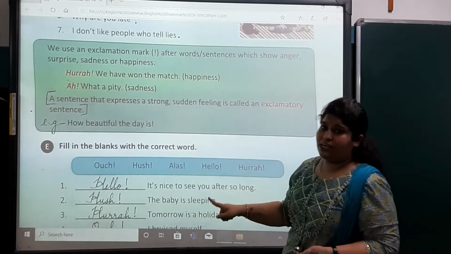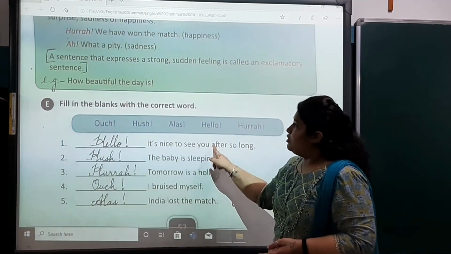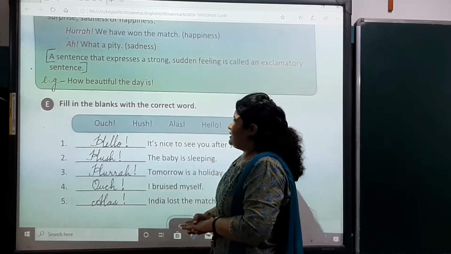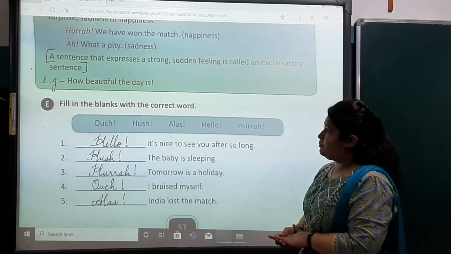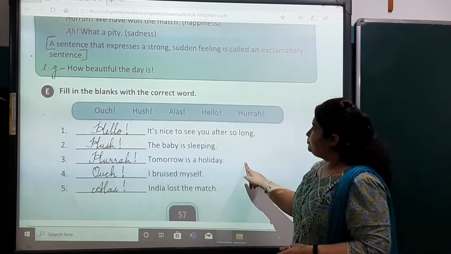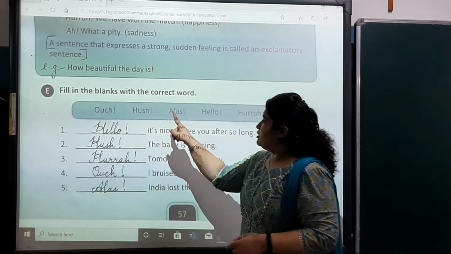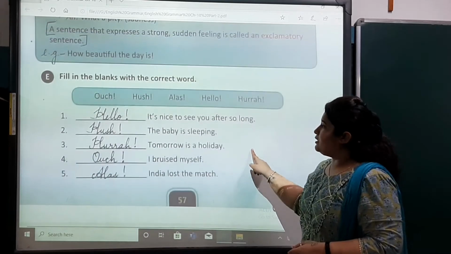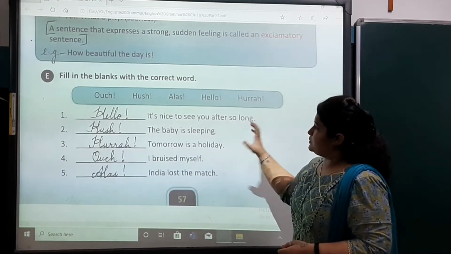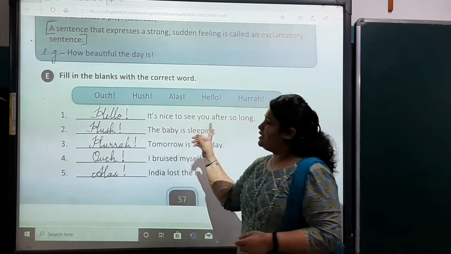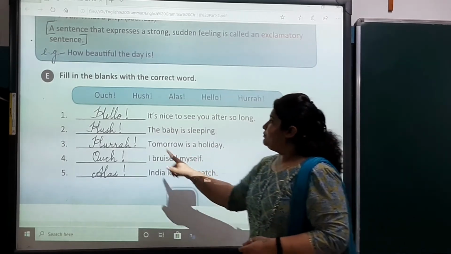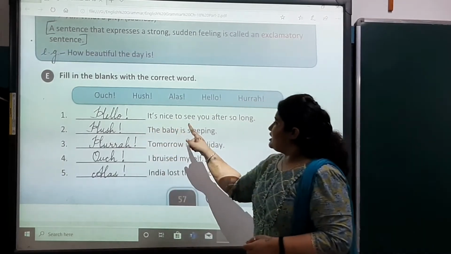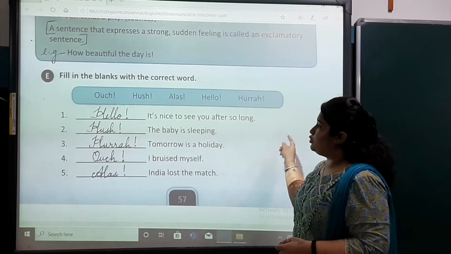Now we move towards E question. Fill in the blanks with the correct word. Okay, fill in the blanks with the correct word. Ouch, hush, alas, hello, hooray. Okay, now here, as per the sentence, we have to select the correct word and fill in the blank. Number one, dash, it's nice to see you after so long.